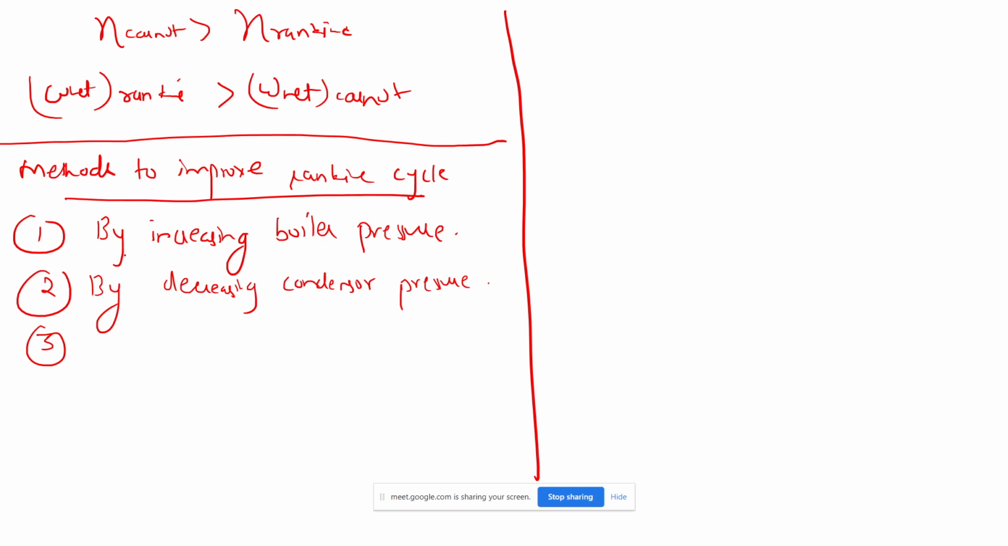What will be the third? Third, by superheating. Fourth, by reheating. Okay. What will be the fifth? Fifth will be what we have discussed in the gas turbine: regeneration. Yeah, regeneration.